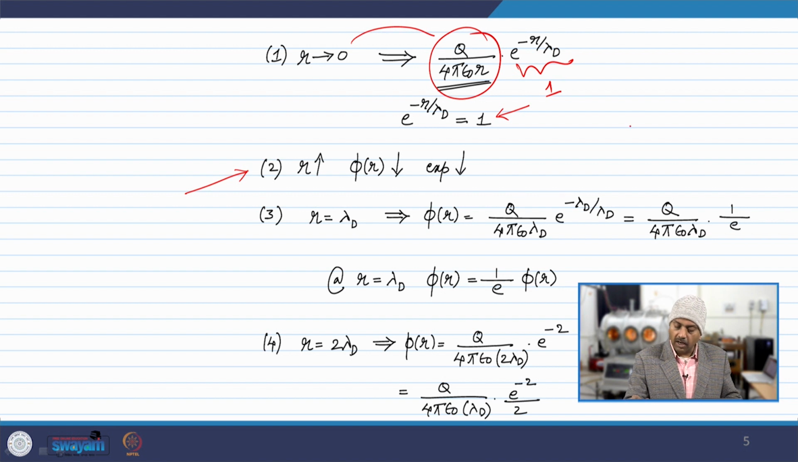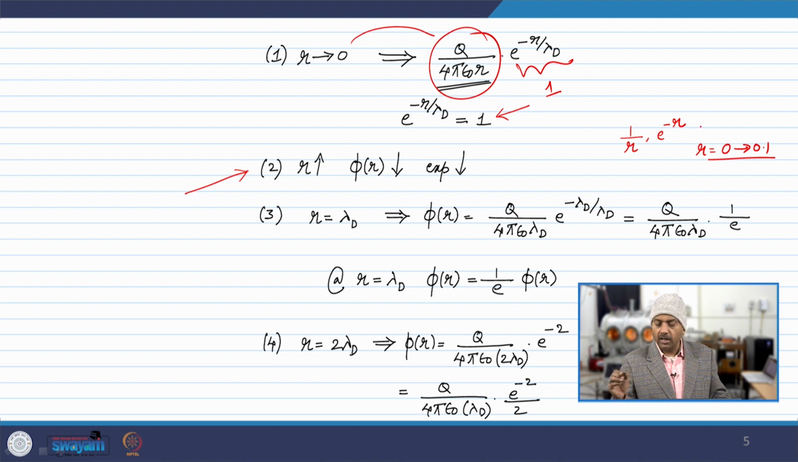You can realize by plotting something like 1 by r and e to the power of minus r. You take r equal to 0 to 0.1 and use any mathematical tool available online and plot 1 by r and e to the power of minus r. You will realize, although both of these combinedly decrease the value of potential, which one is making this decrement very fast. But the message is very clear: as you go away from r equal to 0, the potential will decrease.